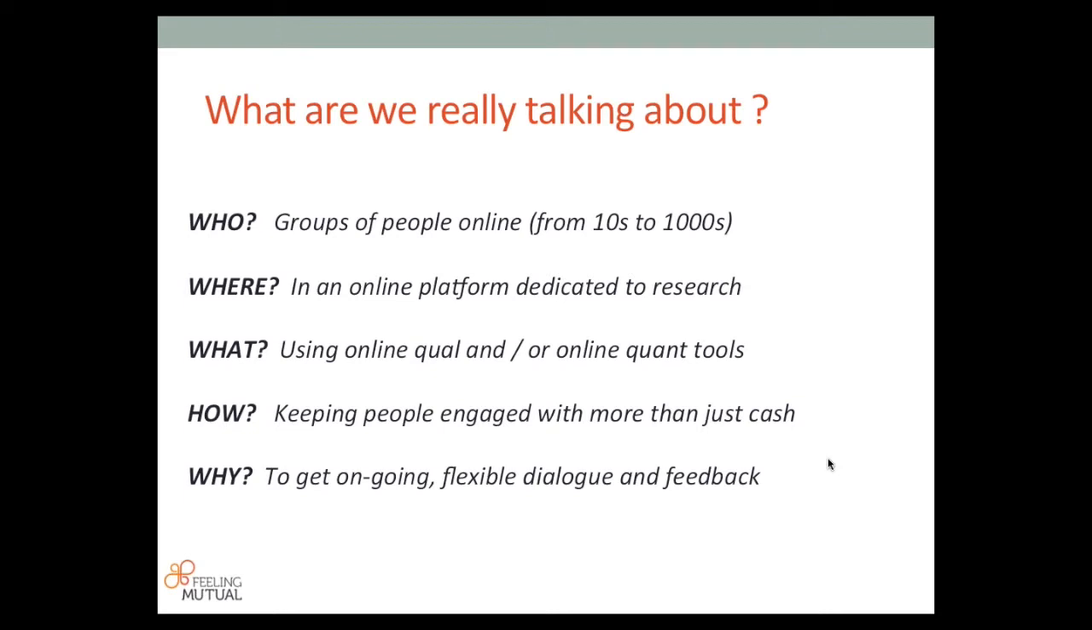So what are we really talking about here? I thought it was worth just breaking it down and starting to give you some examples and case studies in a second to bring it to life. So who? Well, we're talking about groups of people online. It could be tens, in my view. It could be thousands. There's quite a lot of variation of scale there. But where is it happening? Well, as I've said, it's this contained online dedicated platform designed for research. What? Well, online qual, online quant, and lots of different tools that blend the two, from polls to various other methods. How? Well, it's about keeping people engaged with more than just cash.